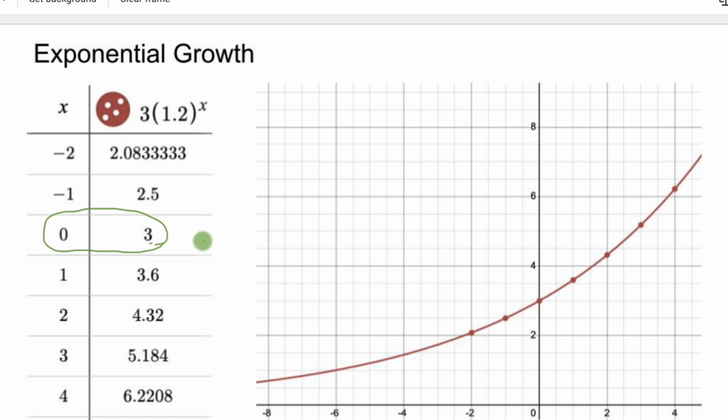When you want to know what the growth factor is, what it's increasing by, all you would do is take a consecutive number and divide it by the one in front of it. So 3.6 divided by 3 is 1.2. This is the growth factor. The growth rate would be 0.2 or 20%.